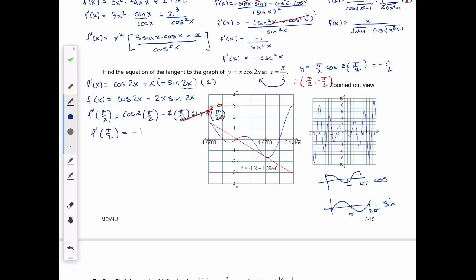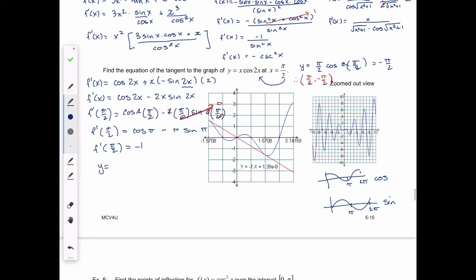Maybe I should write it all out for you guys, make it a little cleaner. So what we're going to have here is really the cos of pi minus pi sine of pi. So we know that f prime of pi over 2 is equal to negative 1. So the next thing we have to do is find the equation of that tangent line.